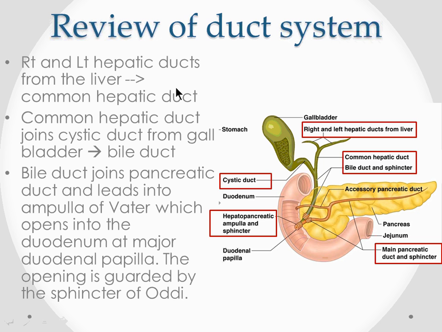So here is the duct system. This, just reviewing it, shows it quite well. Two hepatic ducts form the common hepatic duct, which joins the cystic duct to form the bile duct. The bile duct travels down, joins the pancreatic duct, and then they open into the hepatopancreatic ampulla, which is guarded by that sphincter of Oddi, and it opens into the major duodenal papilla.